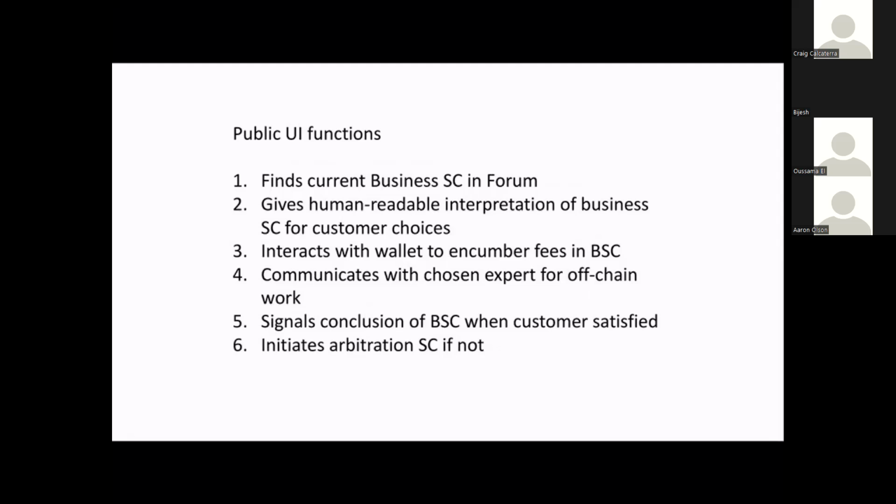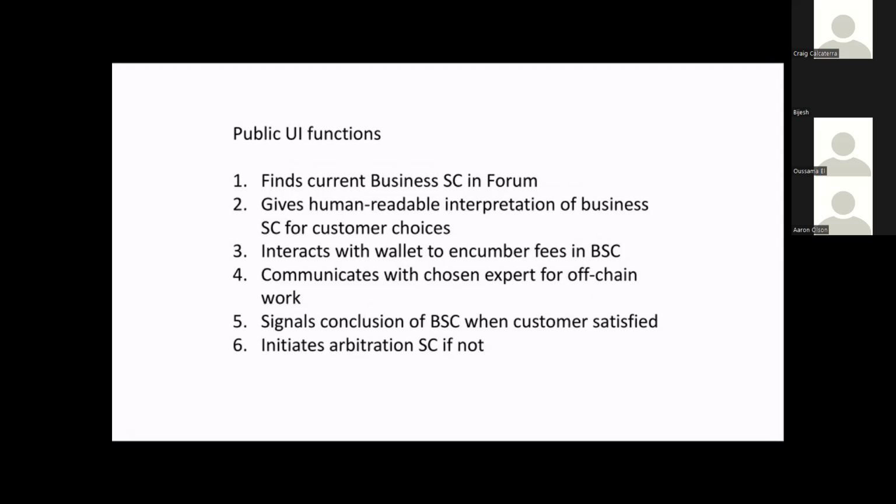Okay, so the public user interface is going to interact with the forum smart contract in order to collect the business smart contract that's current. The public user interface is going to have to interact with the wallet to encumber fees so it can give them to the DAO, so they can give them to the business smart contract. And it'll also have to do off-chain communication.